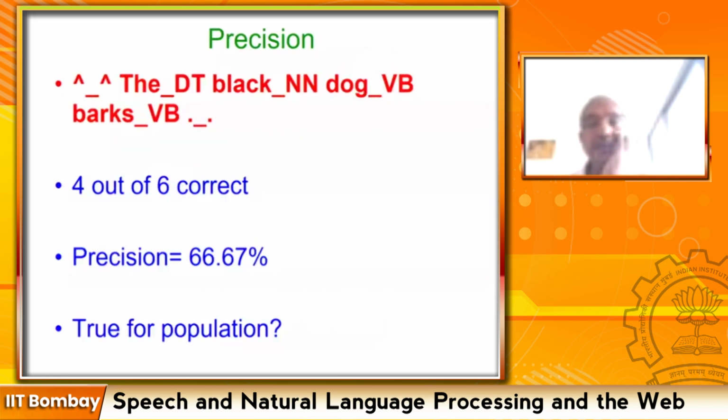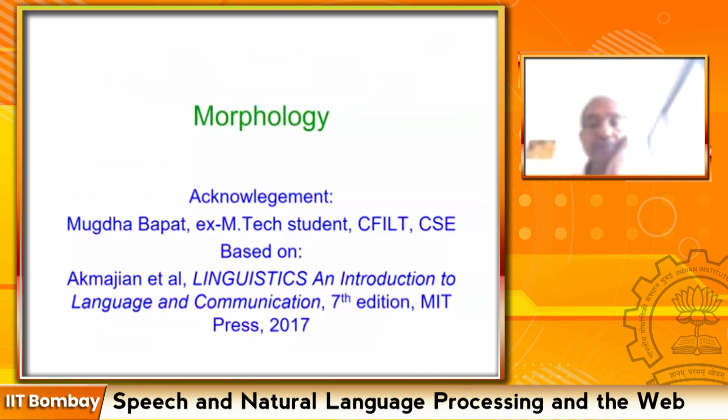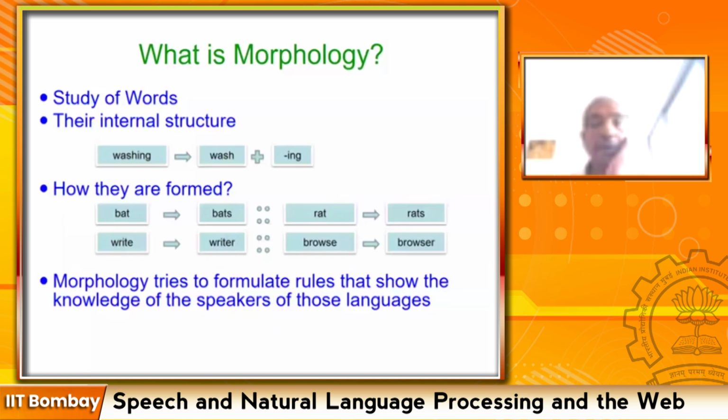So let me go to the discussion on morphology. We started this discussion yesterday. Is everybody seeing the screen? What is morphology? Yes, sir. Okay. So morphology is the study of words, and it breaks the words into its parts. So washing becomes wash and ing. Bats is actually bat plus s.